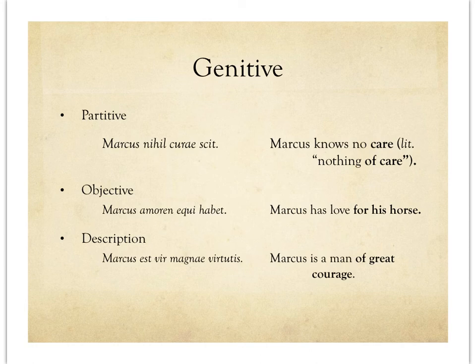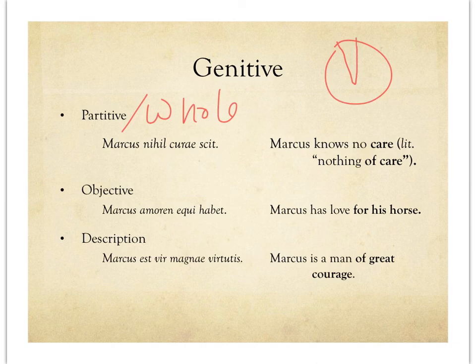So we do have this genitive called the partitive genitive, or the genitive of the whole, it's sometimes called. And it's only used with particular nouns. If you imagine that there is a pie chart of all of something in the world, and whatever that category is going to go into the genitive. So, for example, Marcus nihil curaescit. Marcus knows no care. He literally knows nothing of care.